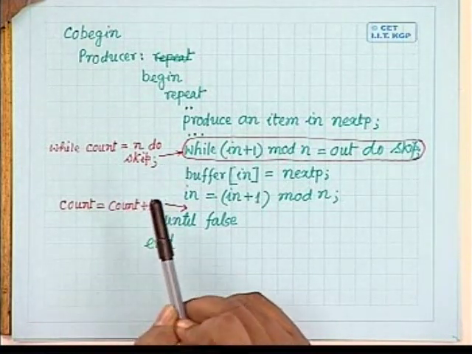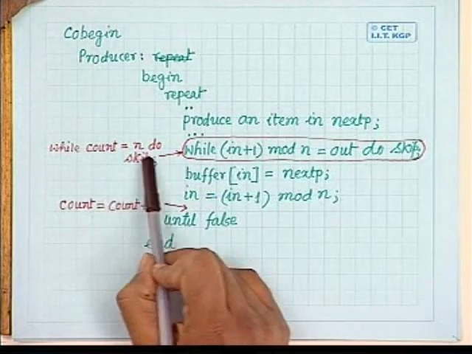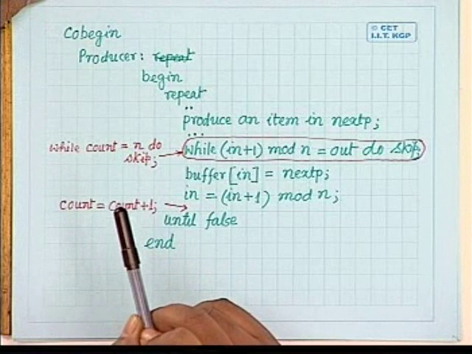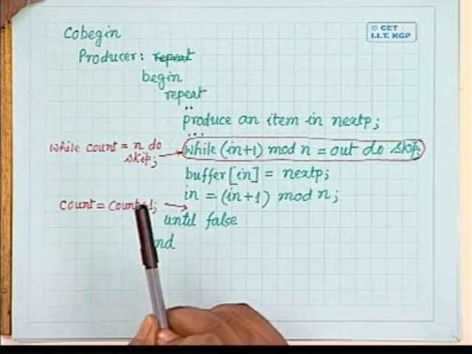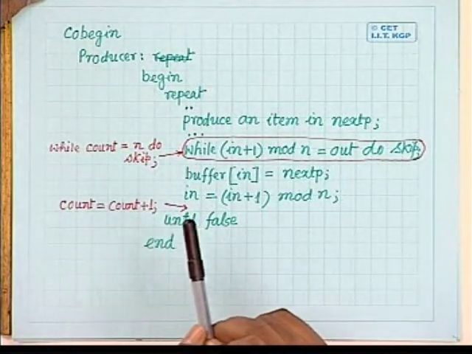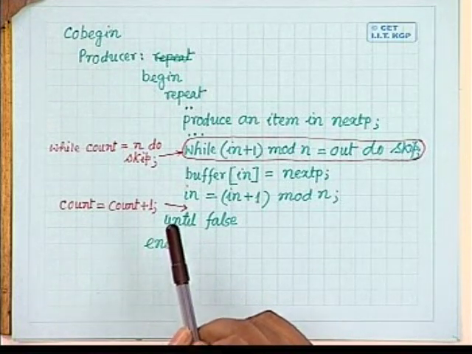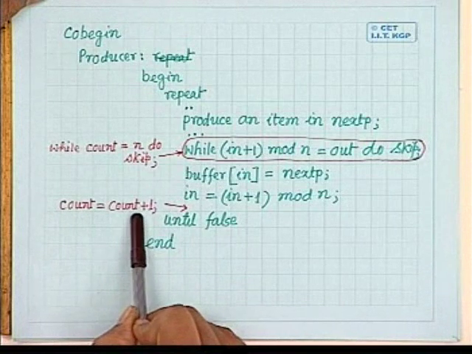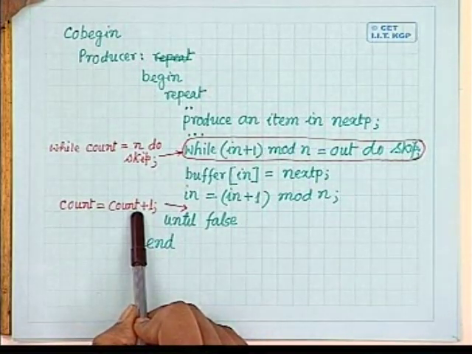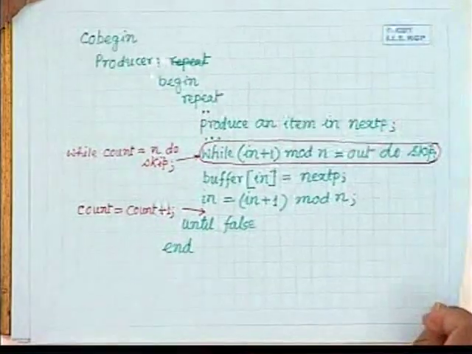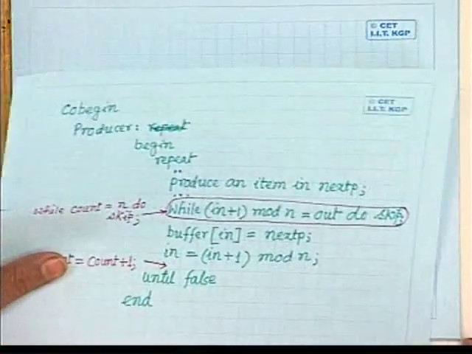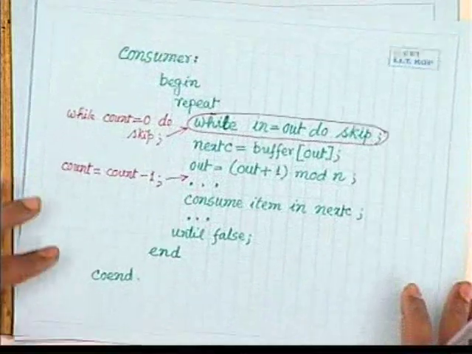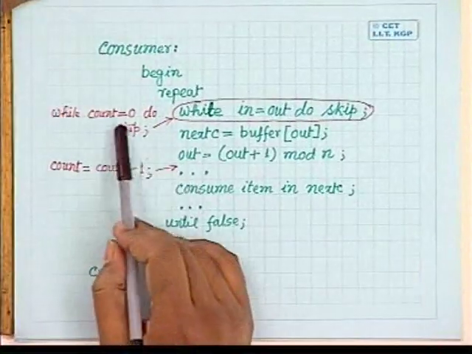Okay. Now whenever the producer process finds that the count is less than n, that means there must be at least one location empty in the buffer where the new item can be placed. So the producer process places the new item into the buffer, and after placing it, it increments the value of the count by 1. Similarly, the consumer process, while trying to consume an element from the buffer, checks whether the count value is equal to 0 or not.